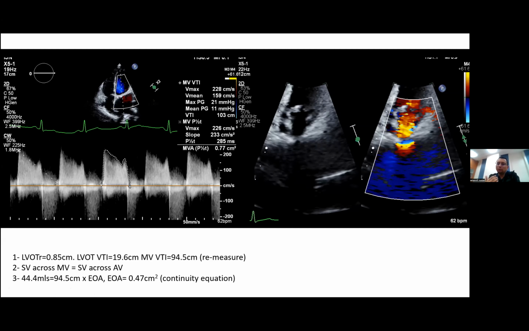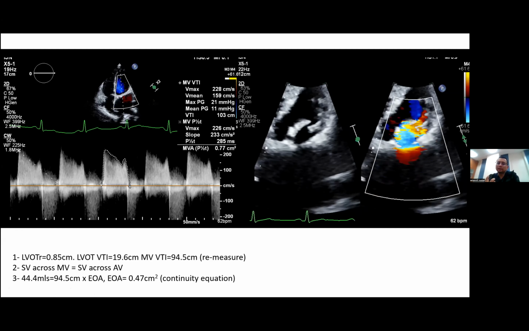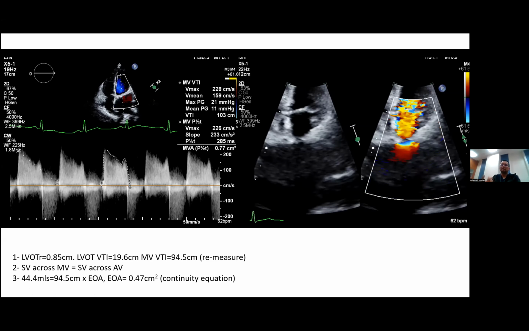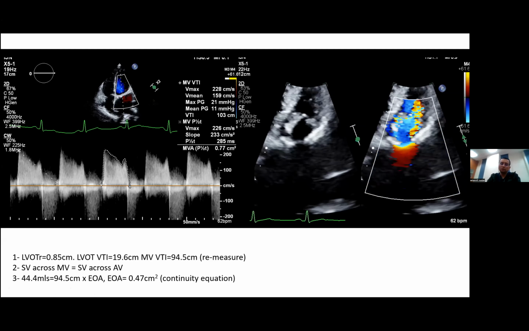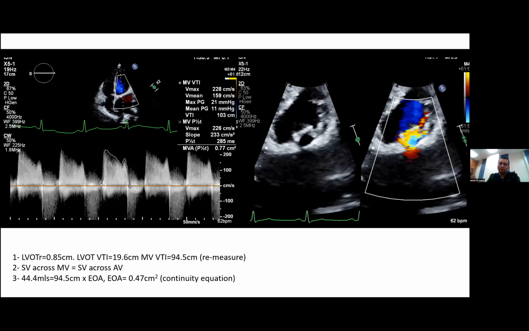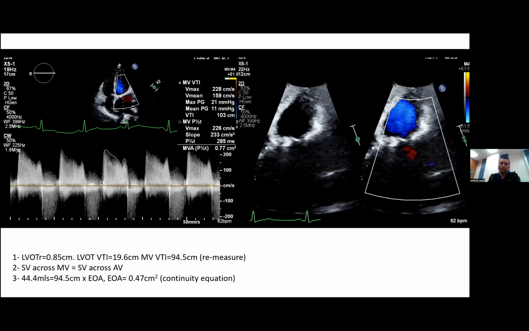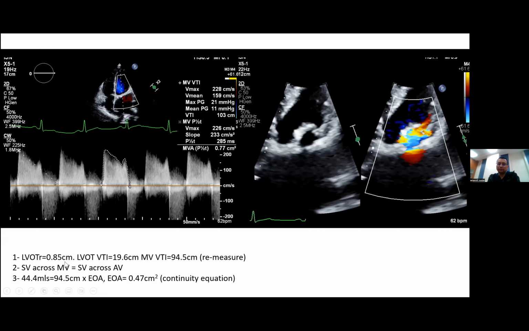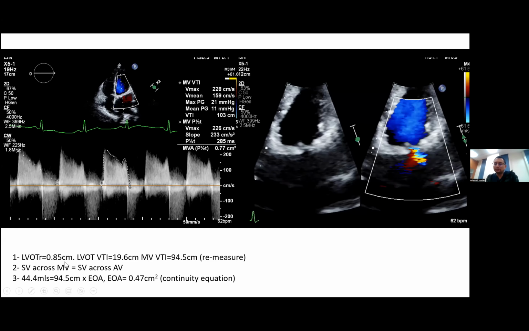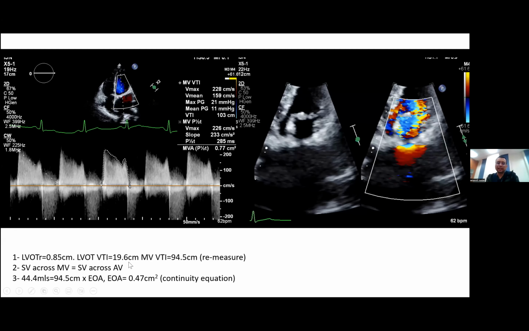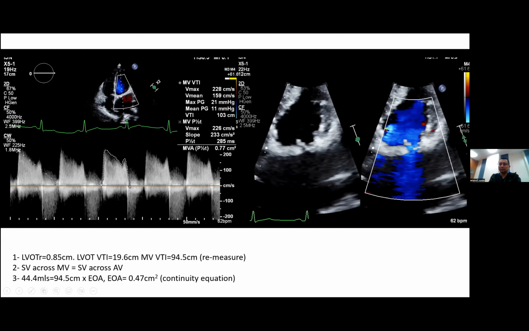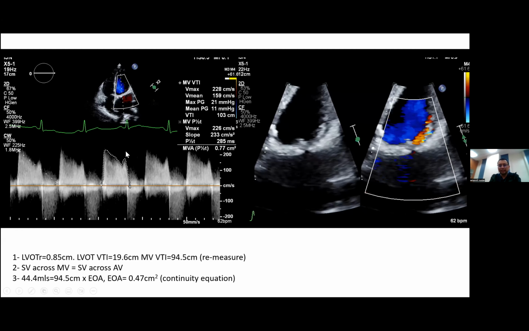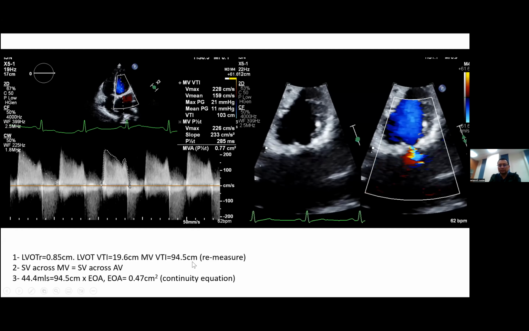So the only way that I can calculate the mitral valve area in this situation is to get the stroke volume across the LVOT. In order to do that, I have to measure the LVOT radius, which is 0.85 centimeter, the LVOT VTI of 19.6 centimeter, and I got the MV VTI here of 94.5 centimeter.